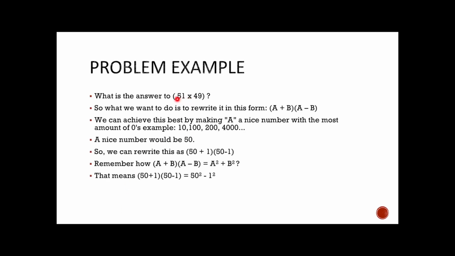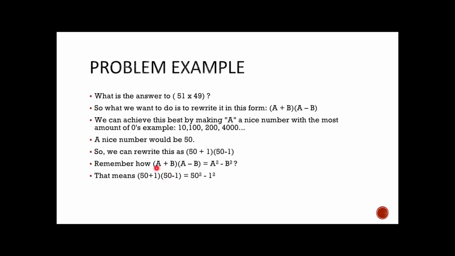Oh, by the way, a must be smaller than the first number and bigger than the second number. Just to let you know that. Also it has to be a whole number to make it work best. So we can rewrite this as 50 plus 1 times 50 minus 1, which is the same as 51 times 49.